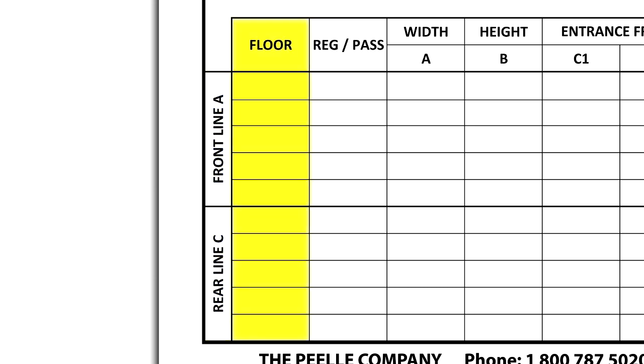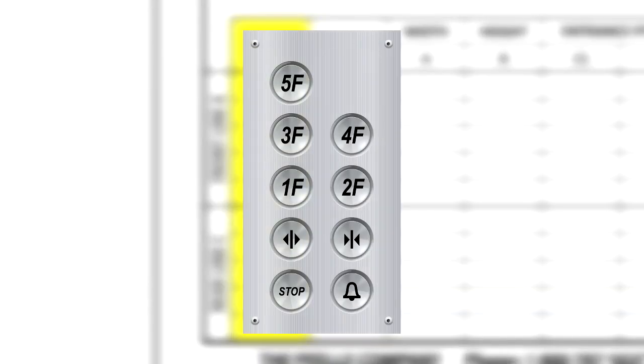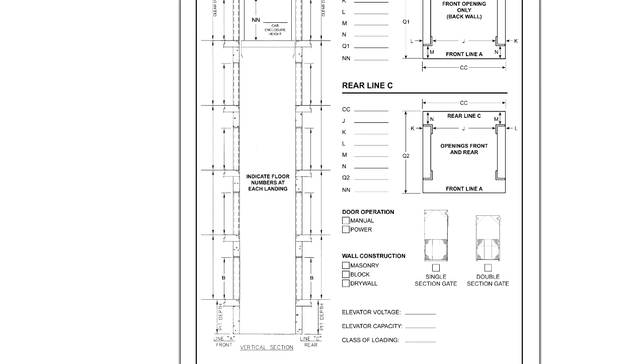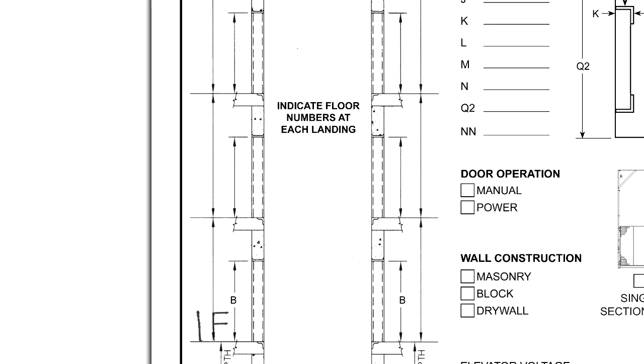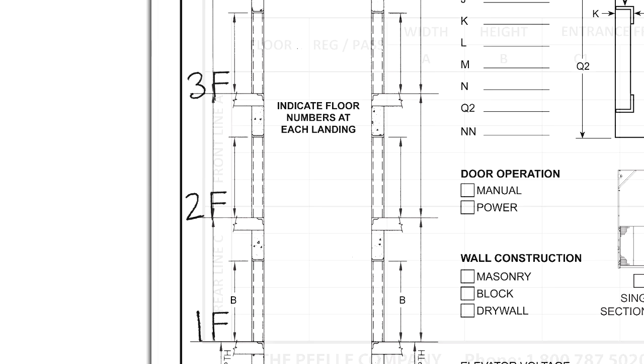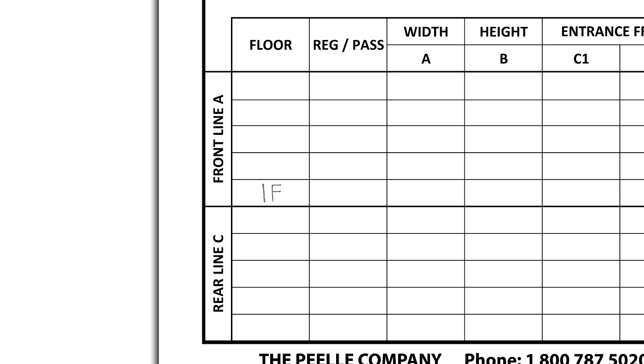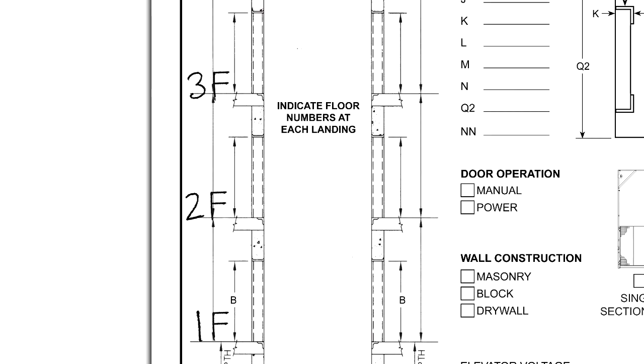Floor designation. Use the car station to correctly identify the floor designations. Indicate the floor designation for each door located on the front and rear lines by writing the floor designation on your elevation, as well as in the chart provided. If there is no door located at a landing, indicate this by crossing out the opening using hatch marks.